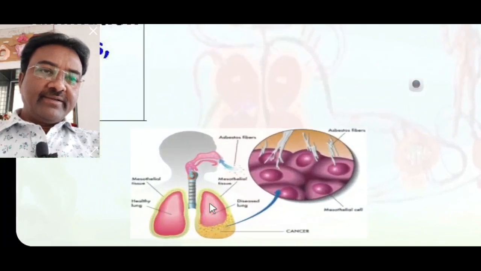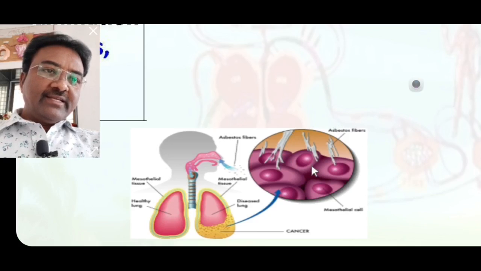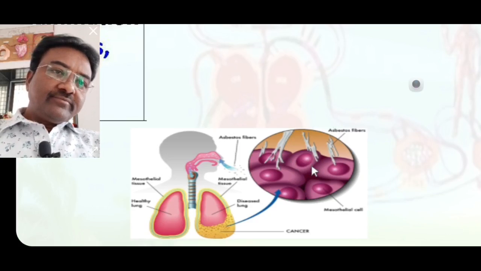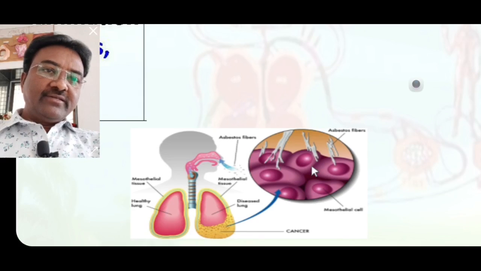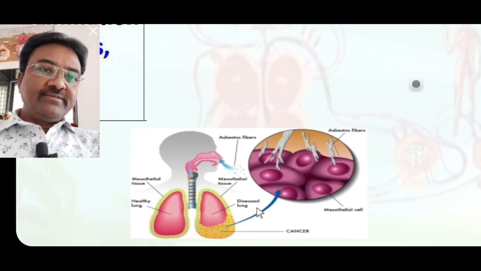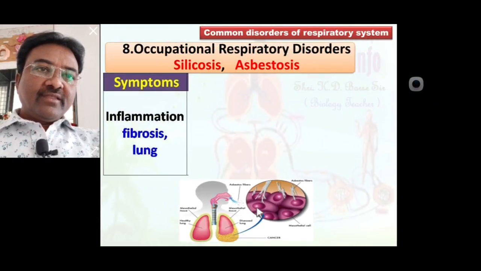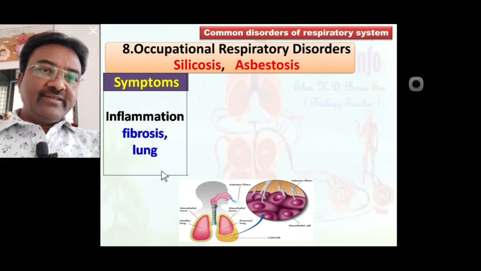Seen here is a diagrammatic representation. These are the asbestos fibers or silica fibers, and such fibers enter into the alveoli cells. Due to this, the lung alveoli are damaged, and the exchange of gases becomes damaged, and due to this the person suffers inflammation and fibrosis of the lungs.